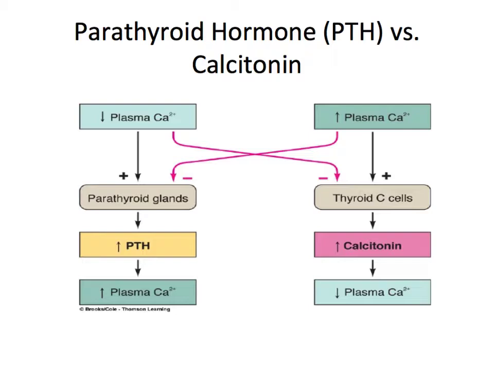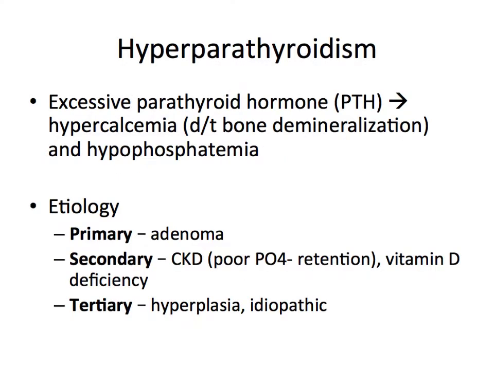On the other hand, when there's an increase in plasma calcium, there's stimulation of the thyroid C cells, which release calcitonin, which increases osteoblastic activity and shifts calcium into the bone, resulting in a decrease in calcium. Let's first take a look at hyperparathyroidism. In this condition, there's excessive parathyroid hormone, resulting in hypercalcemia due to bone demineralization and hypophosphatemia.